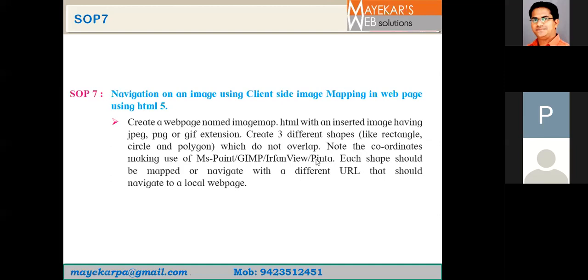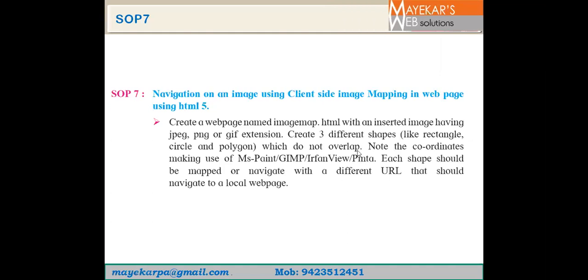So the objective of the practical is navigation on an image using client-side image mapping in a web page using HTML5. What it says: navigation on an image using client-side image mapping in a web page using HTML5. Very good. Now you already studied what is image mapping. Now write in the chat box, in a simple one sentence, how can you define an image map? What is an image map? In a short sentence, you answer me.